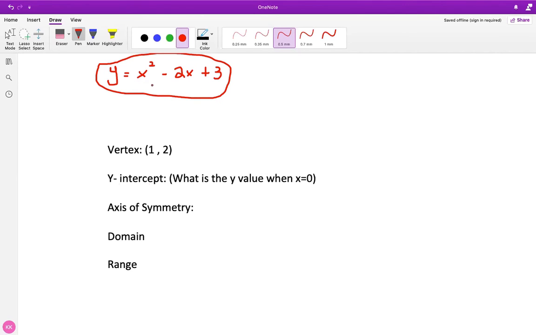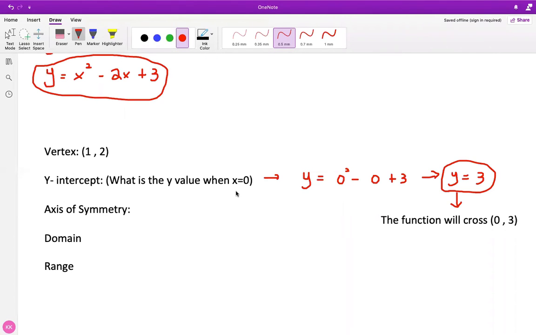So how should I do that? Basically I need to replace the x here with 0, and I'm doing y equals 0 squared minus 2 times 0 plus 3. So when I do this calculation, I got y equals 3. Which tells us that the function will cross at the point (0, 3). And also the constant here, the last term, tells me that this is my y-intercept. It's crossing this point, (0, 3).